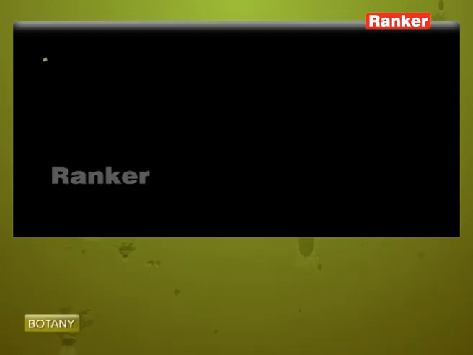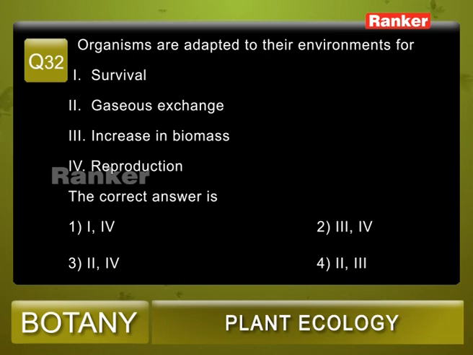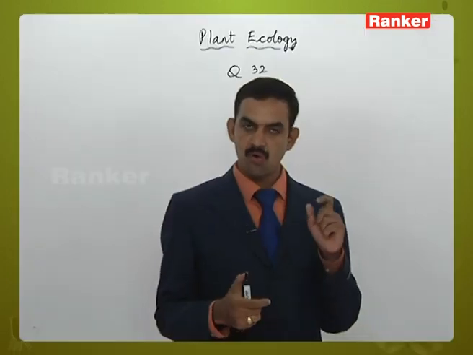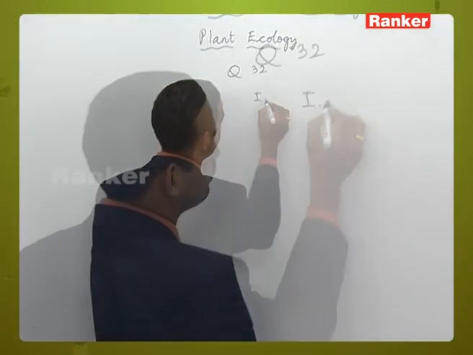Question number 32, organisms are adapted to their environments for 1. Survival, 2. Gaseous exchange, 3. Increase in biomass, 4. Reproduction. The correct answer is options: 1, 1 and 4; 2, 3 and 4; 3, 2 and 4; and fourth one is 2 and 3. So first one is survival.